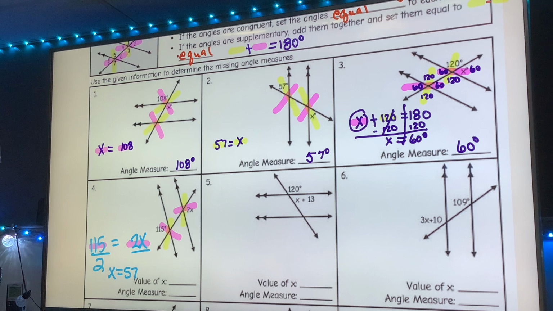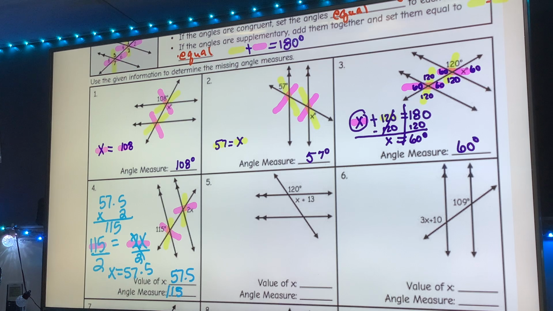Oh my gosh. Just erase that whole entire thing. So the value of x is 57.5, but you can't stop there. We have to figure out our angle measure. So you have to do 57.5 times 2. And if you put that in your calculator, you should get, of course, 115 because they are equal to each other.